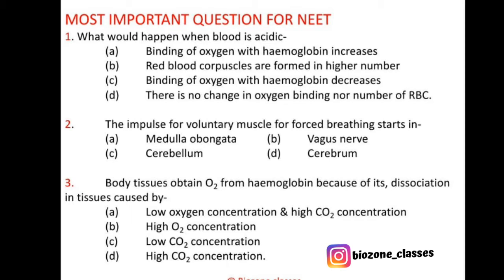Question number 3, body tissue obtains oxygen from hemoglobin because of its dissociation in tissues caused by A. Low oxygen concentration and high CO2 concentration, B. High oxygen concentration, C. Low carbon dioxide concentration, and option D. High carbon dioxide concentration. Correct answer is A. In body tissue, low oxygen concentration and high carbon dioxide concentration are mainly responsible for the dissociation of oxyhemoglobin.